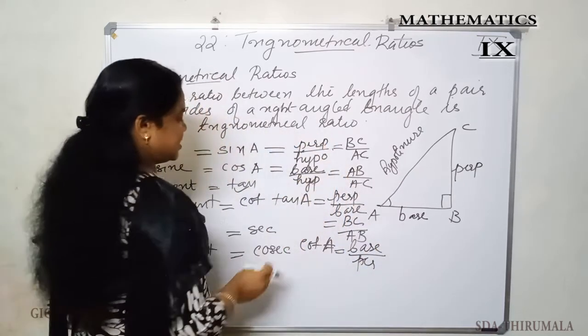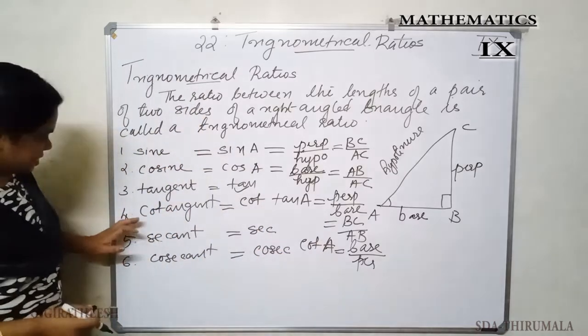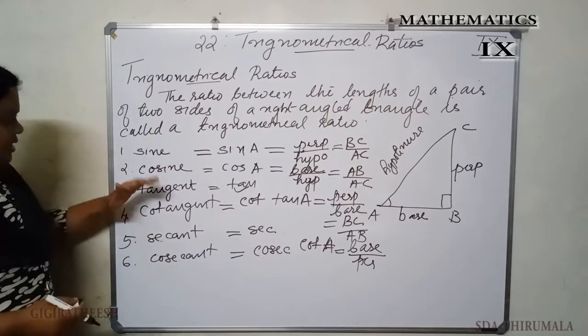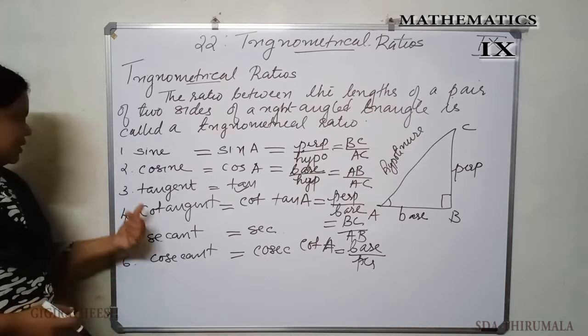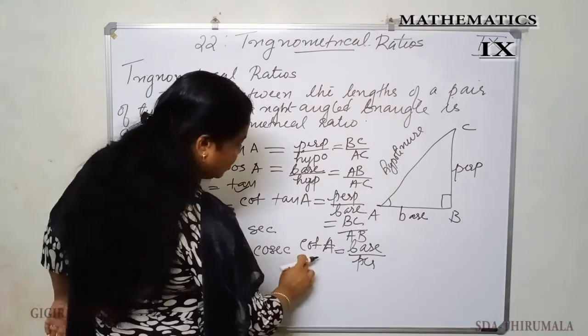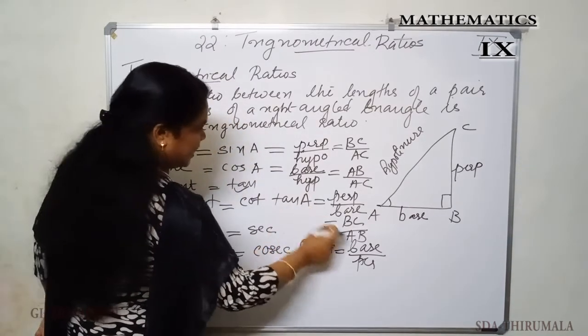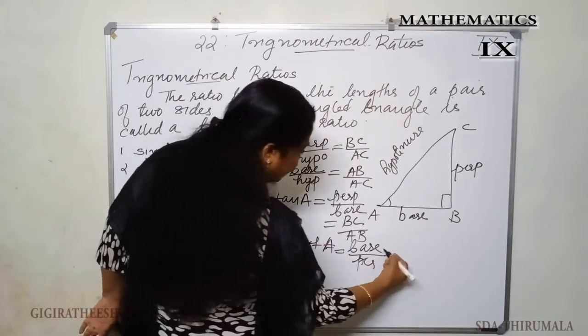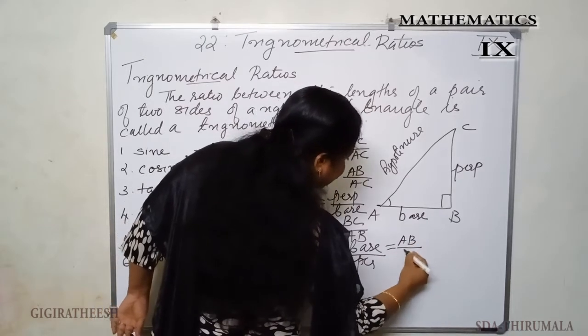After these first three, the next three ratios, that is cot, sec and cosec, are the reciprocals of the first three. The last three are the reciprocals of the first three. The fourth one is cot A. Cot A is the reciprocal of tan A, that is base by perpendicular, equal to AB by BC.